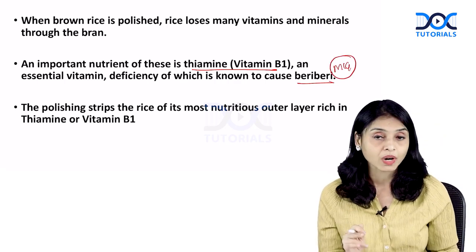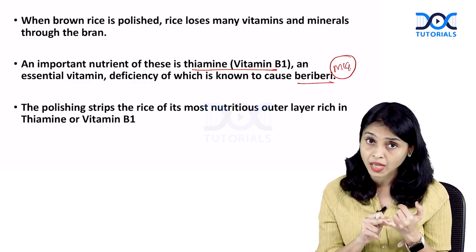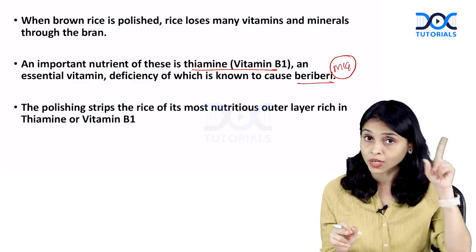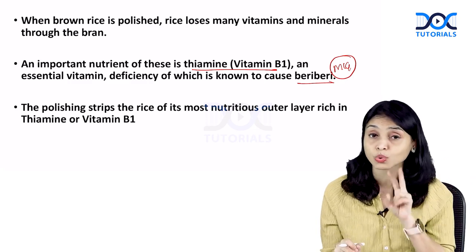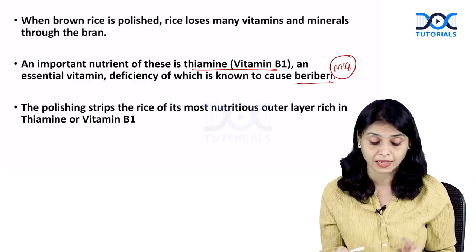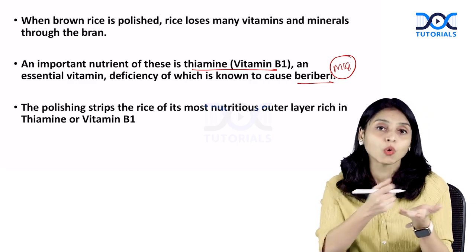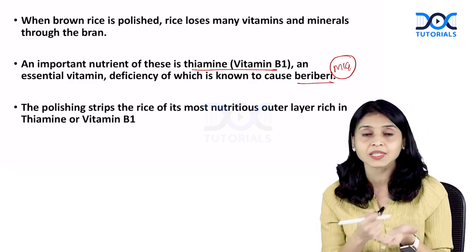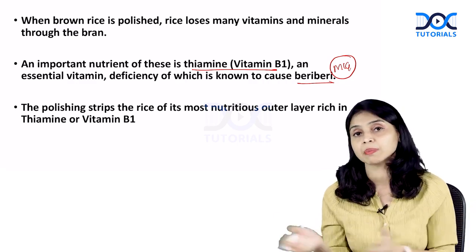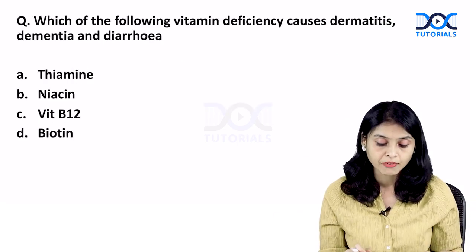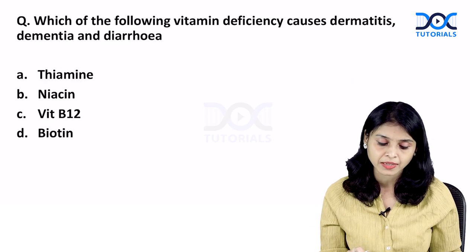So from B1 we have got beriberi as well as, do you remember, Wernicke-Korsakoff psychosis? So two questions came from vitamin B1 itself. So when you polish rice, it strips the outer layer, that is the bran is removed, and thereby vitamin B1 is also removed. Which of the following vitamin causes dermatitis, dementia, diarrhea?